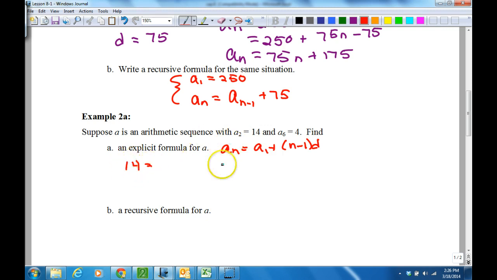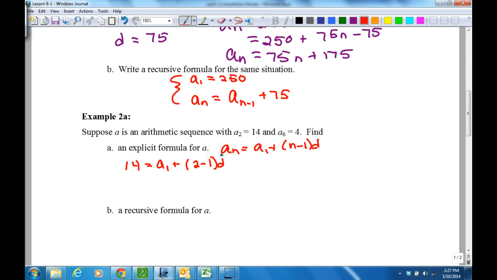Equals, what's my a sub 1? We don't know what a sub 1 is, so I'm just going to put a sub 1 right here. Plus, what is my n value in this? It's 2, because we're at step 2. So it's going to be 2 minus 1 times d, which we don't know yet.